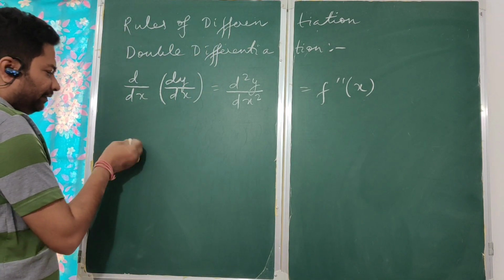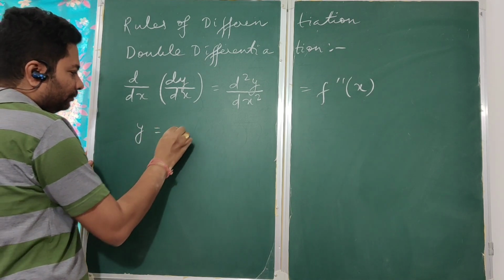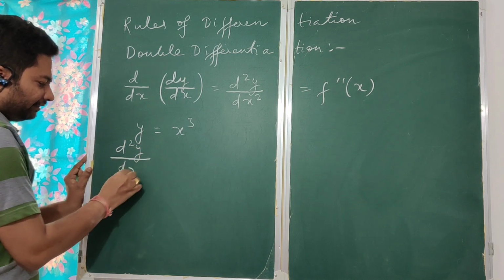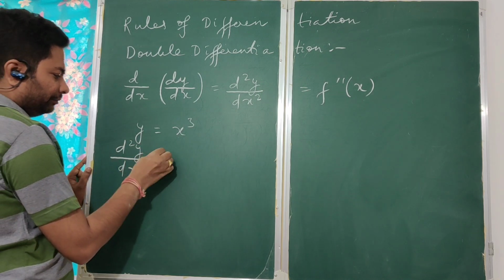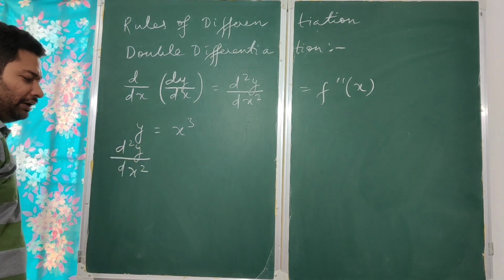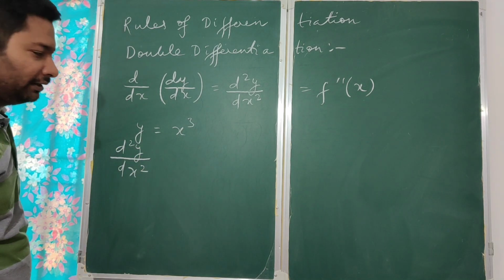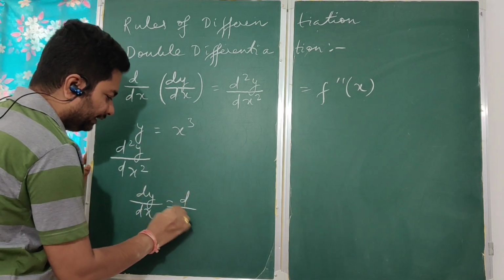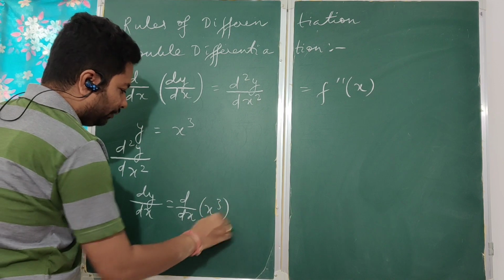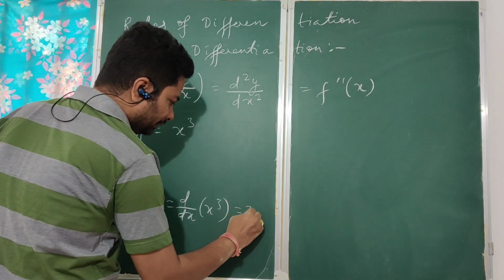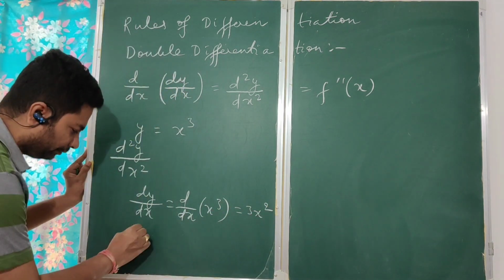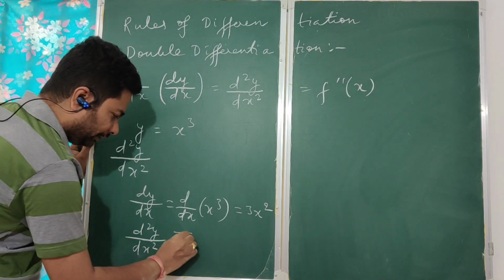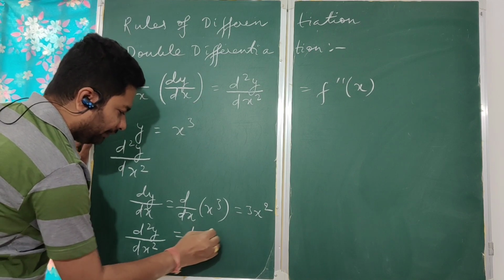So let us say if we are having some function y is equal to x cube and we want to find out d square y by dx square. So how much this will be? So in order to find out d square y by dx square, first we should find the first order derivative. So that is dy by dx. So it will be d by dx of x to the power of cube. How much it will be? 3x square. Then you have to find out second, d square y by dx square. So this will be d by dx of dy by dx.